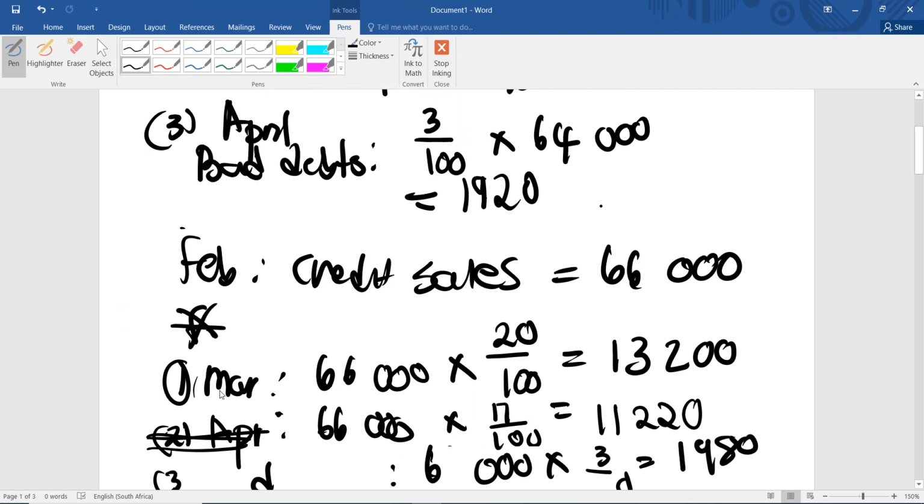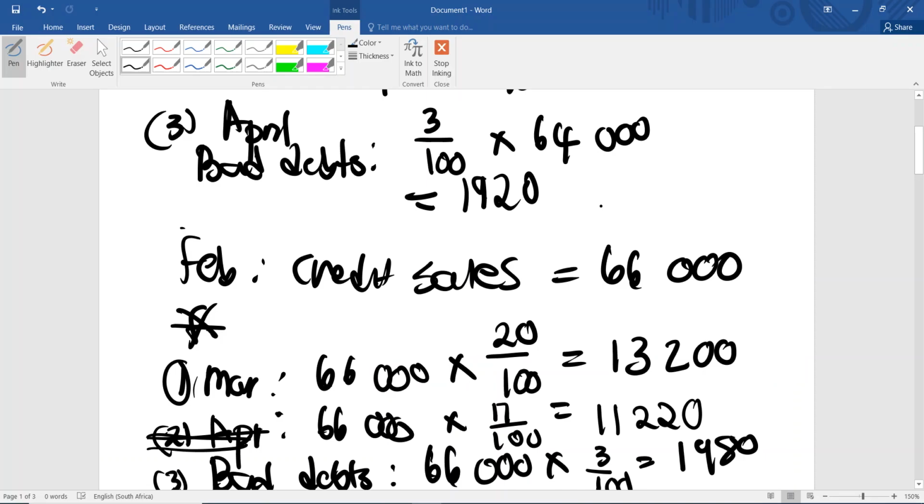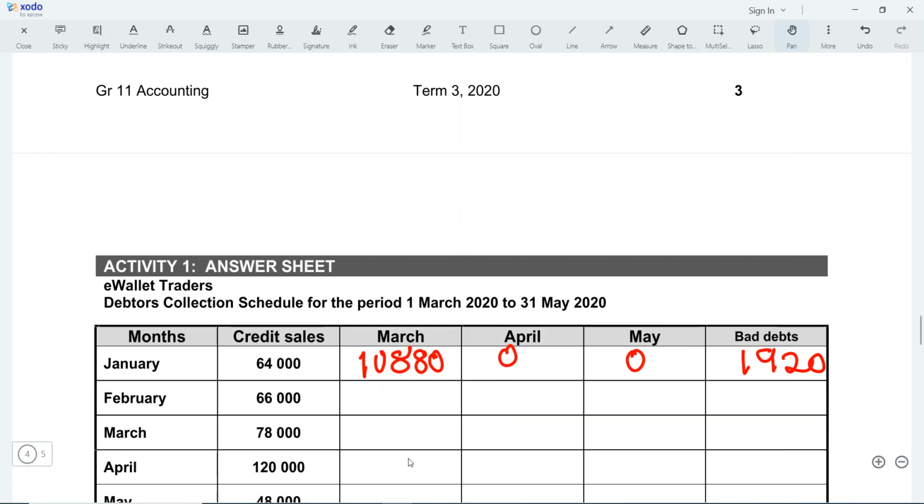In February, we started collecting from the month of March, which is 13,200, because the same month was not calculated. So we're going to start collecting from March. Meaning that in the first month on your answer sheet, from the sales of February, you're going to start recording in March. As shown here, March, we have the amount, which is 13,200.